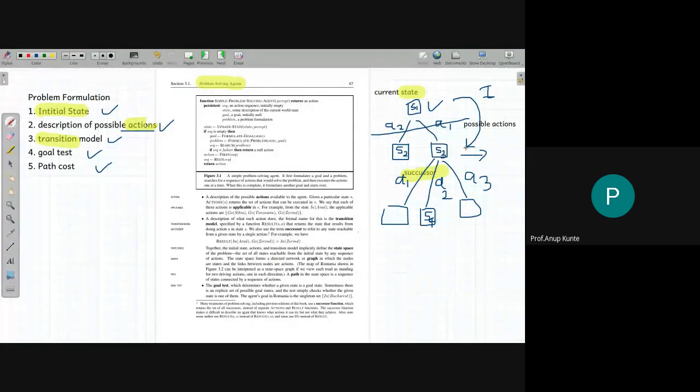Okay, possibly what I'm saying is I will expand S1 to generate S2 and S3. If S2 and S3 are not goal nodes, I will further decide to expand. Maybe this time I decide to expand S3. Then I'll generate three more states, which may be S4, S5, S6, and this middle one is S4. And let us suppose that S4 is a goal node.